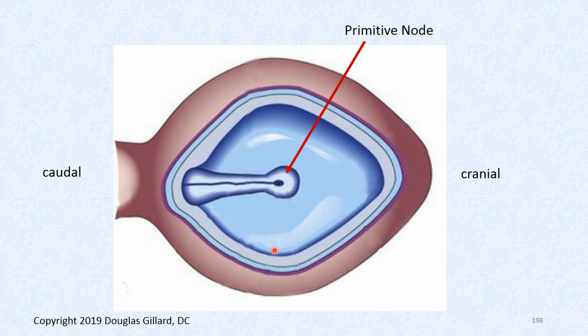Okay, so here is our little primitive streak that's grown out like this, and it's got a knot. This is an overhead view. We're looking straight into the amniotic cavity, which has been cut. There's the amnion, and there you can see the primitive node.